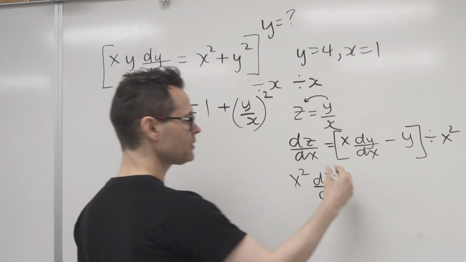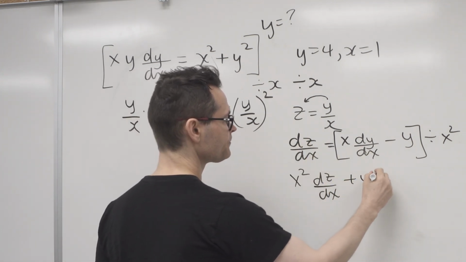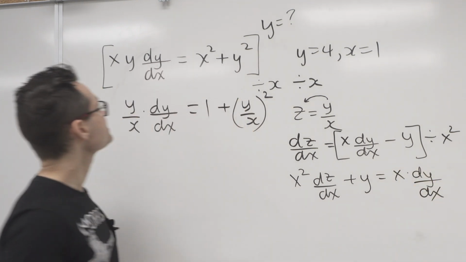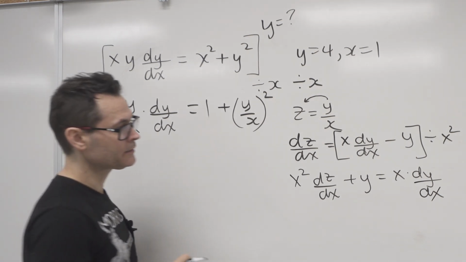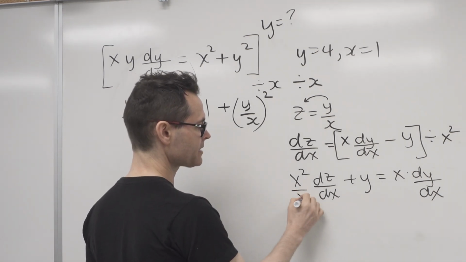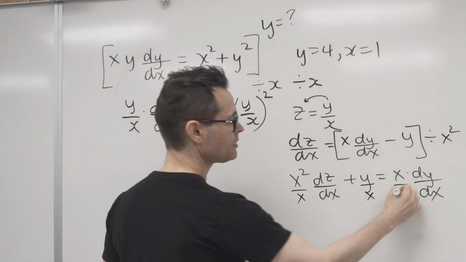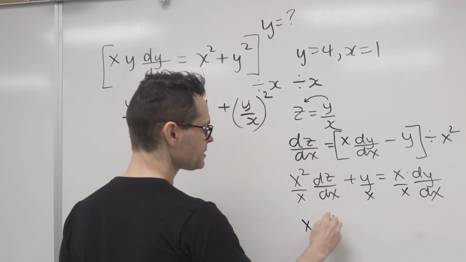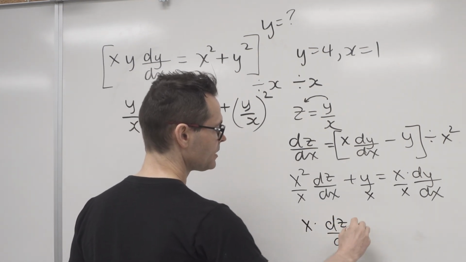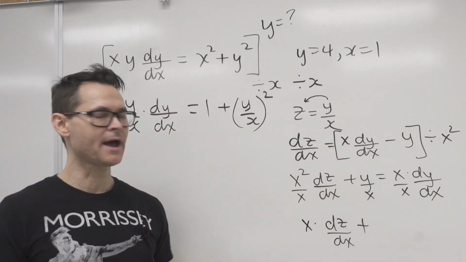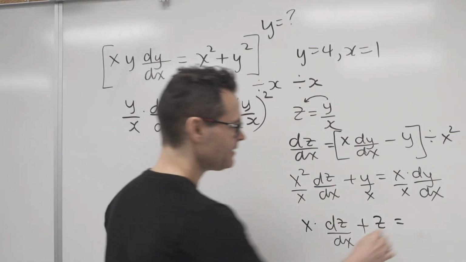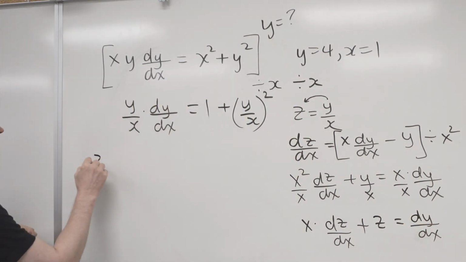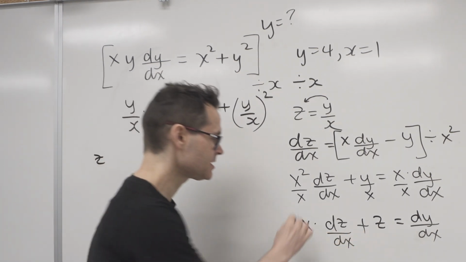I'll move the y over. That's going to become positive y equals x times dy/dx. Now, okay, well, I could divide out the x. So divide by x, divide by x, divide by x, and that isolates the dy/dx. That converts it to x times dz/dx plus, well, look at this. That's y over x. What's y over x? It's z. And then this becomes dy/dx. So that's going to be z times dy/dx, which is this right here.